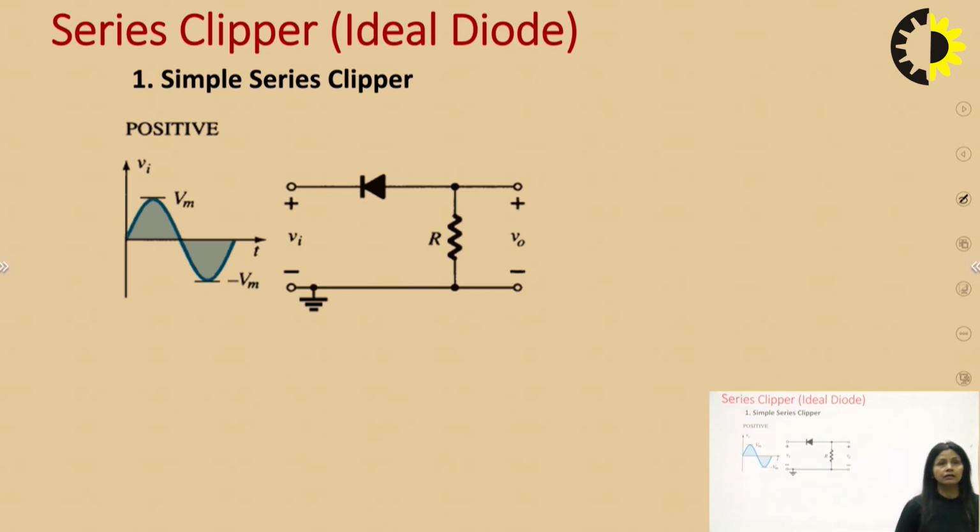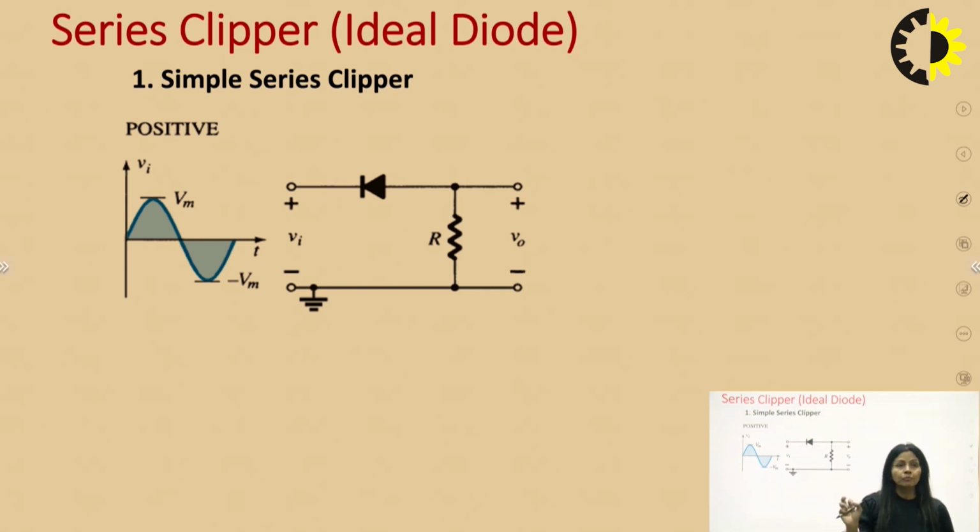Here, we can take an example of a simple series clipper circuit. As we can see in this diagram, it's a simple series clipper, and the input waveform is a sinusoidal waveform. The peak of the input waveform is Vm, and this is the negative peak, that is minus Vm. This sinusoidal waveform has been applied to the input terminals of these two.